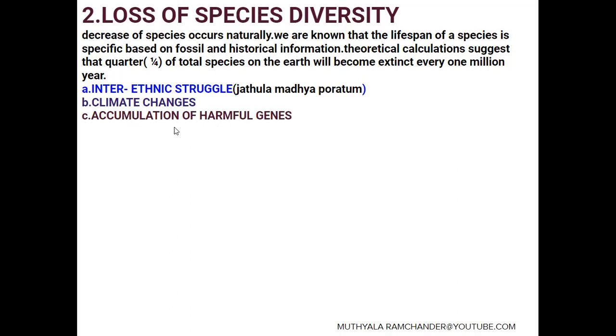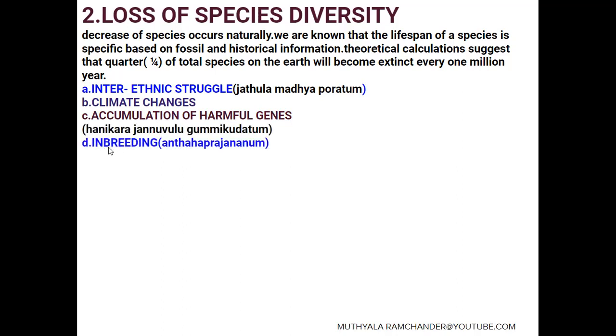Third one, accumulation of harmful genes. Harmful genes are accumulated in living organisms. Mainly these harmful genes are dangerous to the living organisms. Due to the accumulation of harmful genes, the species become extinct from the diversity.